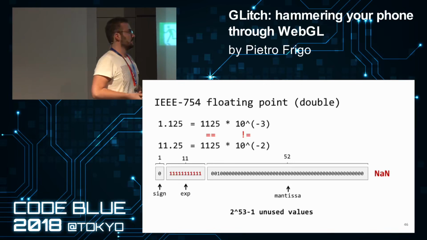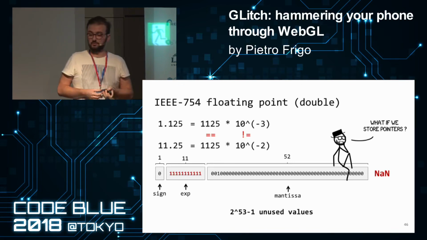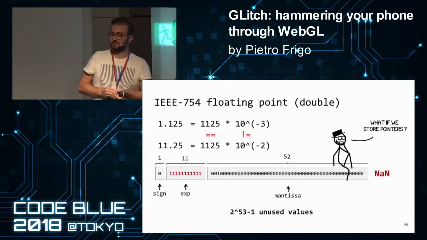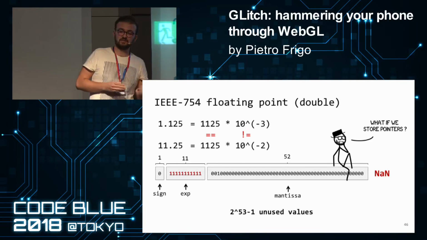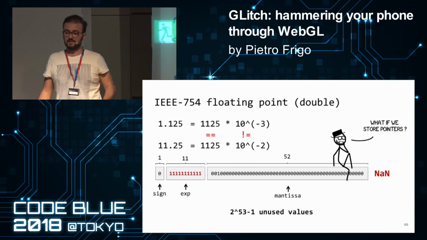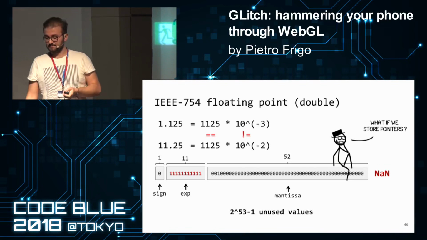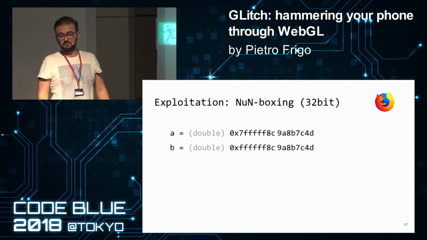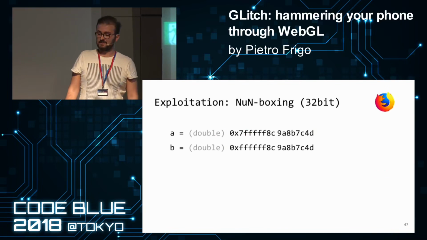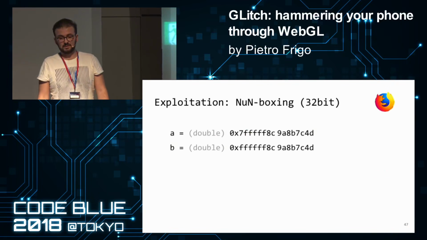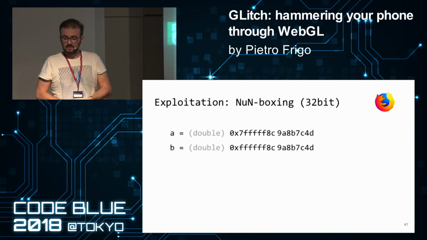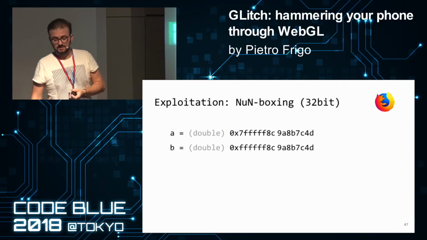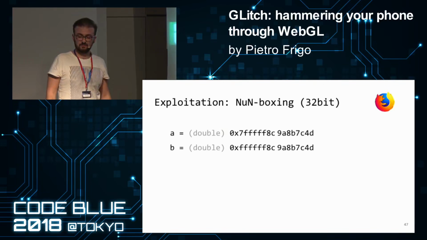And clearly, smart people thought, well, what if you actually store pointers in there? So why don't we use this encoding for the browser to store pointers, and then we can use the same value to still store numbers and also objects. So the way they do it in Firefox 32 bits, so we analyzed the 32-bit version because our exploit was running on Nexus 5. But similar encoding works also on 64 bits. It's just a different formatting.